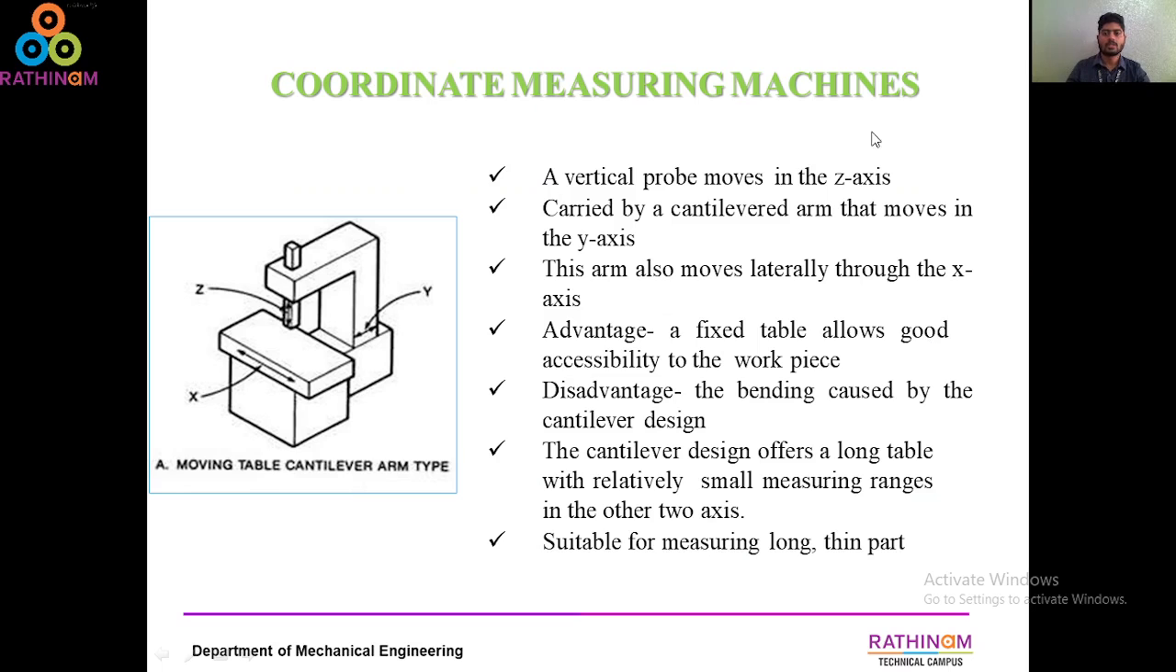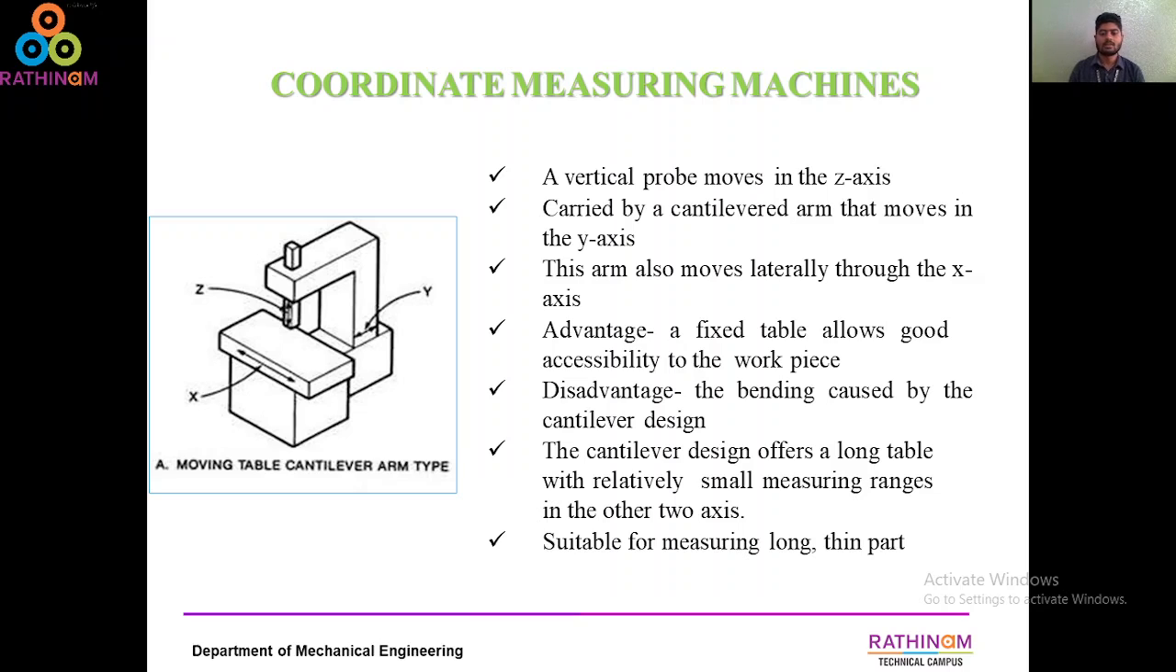Next coordinate measuring machine. Let me see what the cantilever arm type is. A vertical probe moves in the z axis, carried by the cantilevered arm that moves in the y axis. This arm also moves laterally through the x axis. What are the advantages of the cantilever arm? A fixed table allows good accessibility to the workpiece. Yes, this type of CMM is used because the fixed table allows good accessibility. So this helps to make inspection feasible.